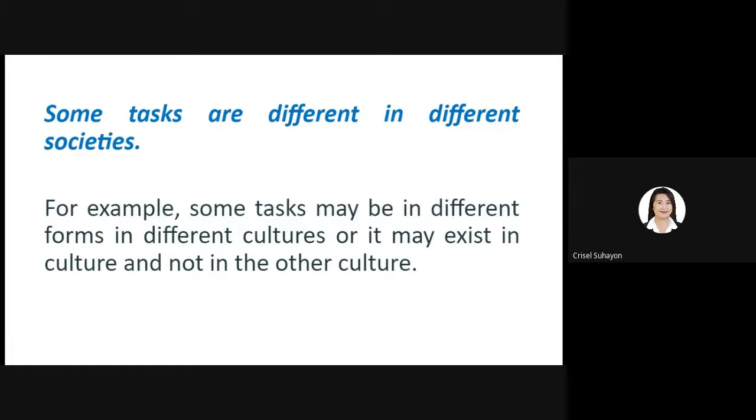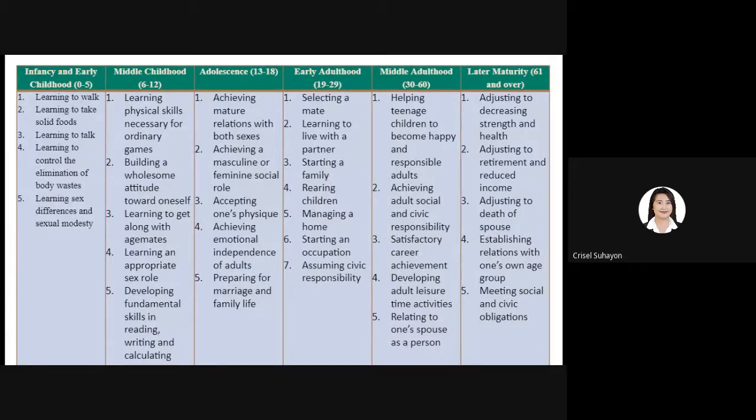Okay. So in particular, the dimension I mentioned earlier, this is the developmental tasks according to Havighurst. Can you see it? Is it clear? Yes, ma'am, it is clear. Okay. So let's start. There is infancy and early childhood, age 0 to 5 years old.